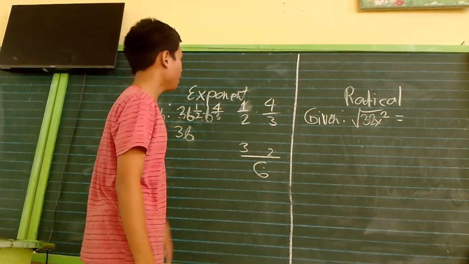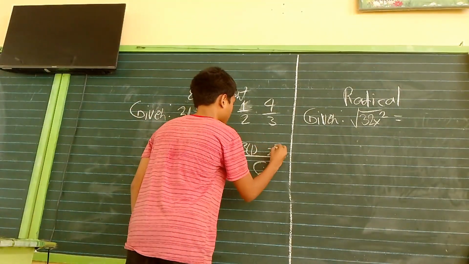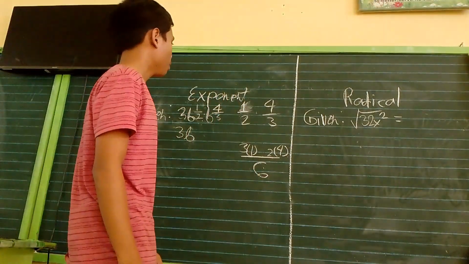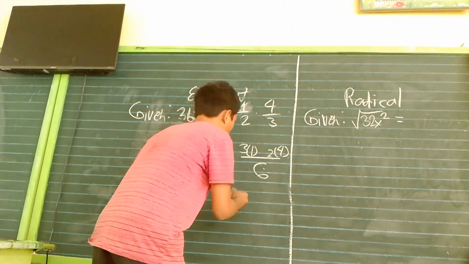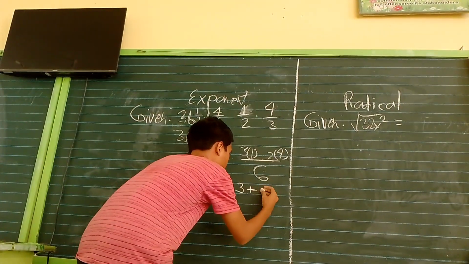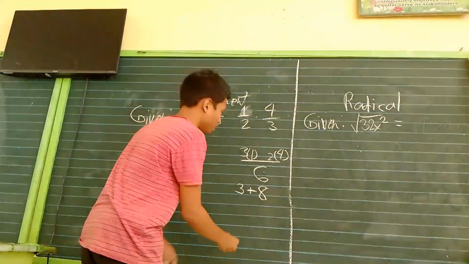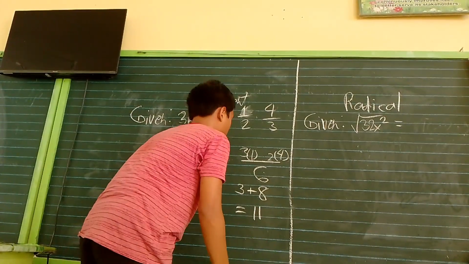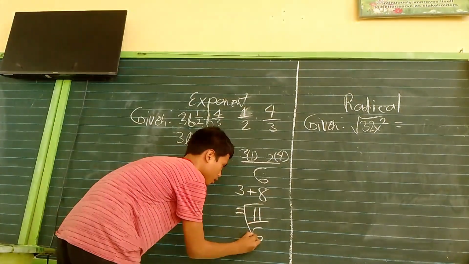And the next is we need to copy the numerator and we need to times the 3 and 1 and 2 and 4. And we need to plus the equal sign equals to 11. And we need to copy the LCD and the answer is 11 over 6.